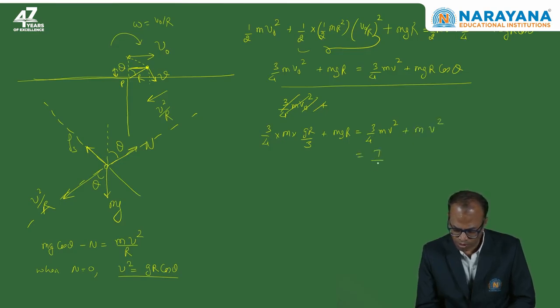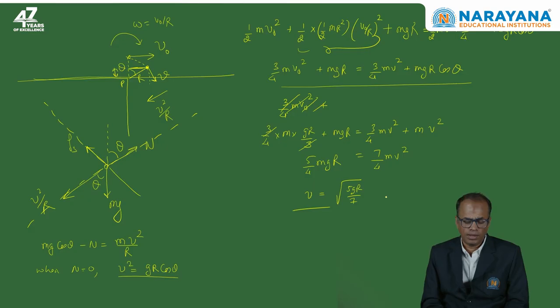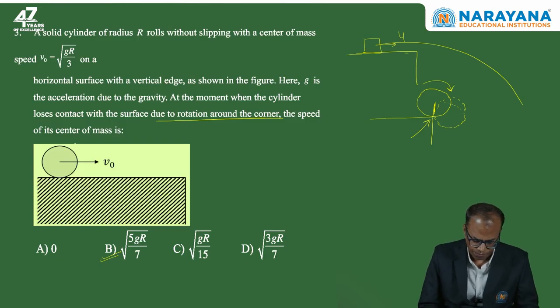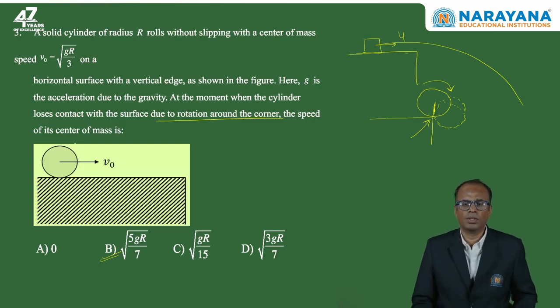This is 7 by 4 mv square on the right hand side, and this is 5 by 4 mgr on the left hand side. So we get v as square root of 5gr by 7. That is the answer. Let's check it out whether I did it correct or not. Yes, 5gr by 7 is the answer, and that is the correct answer for this question. Okay. All right, so let's move on to the next question.